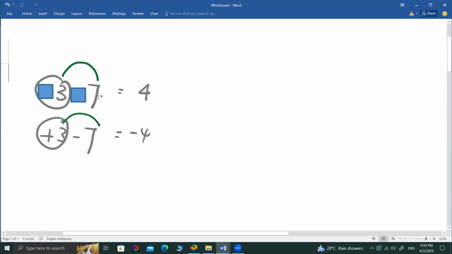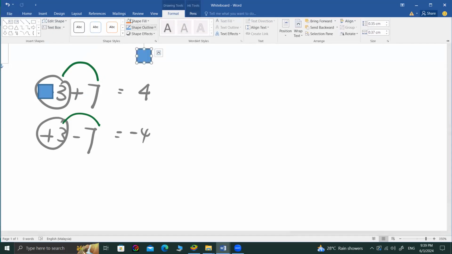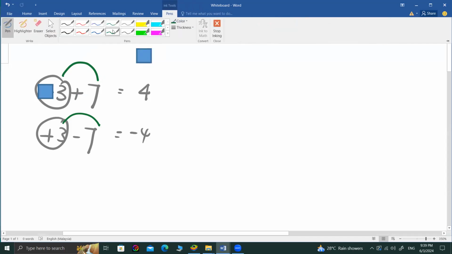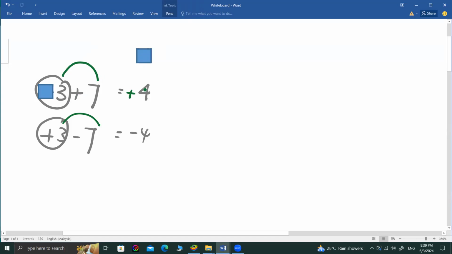3 or 7, which is bigger? I just asked you, 3 or 7 bigger? 7, right? 7 is bigger, right? See? What is 7? Follow lah. Okay. Understand or not?